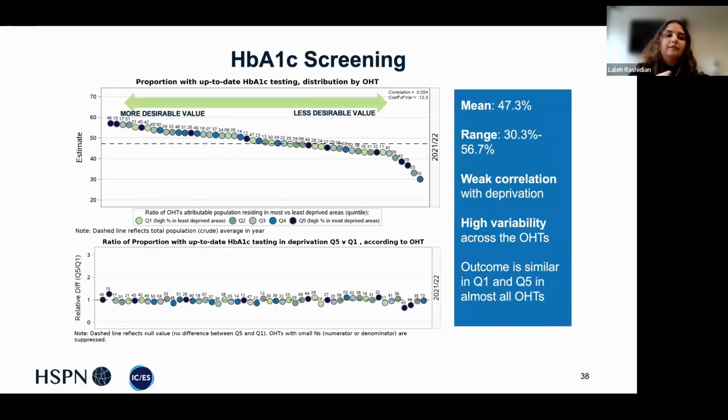Now we'll look at each of our diabetes indicators separately. So here we have the proportion of patients that are up to date with HbA1c screening. This is diabetes patients over the age of 40 that have had at least 2 HbA1c tests within the past year. So the average for this across Ontario was 47%, but this ranged from 30% to 56%. So again, almost twofold difference across our different OHTs.